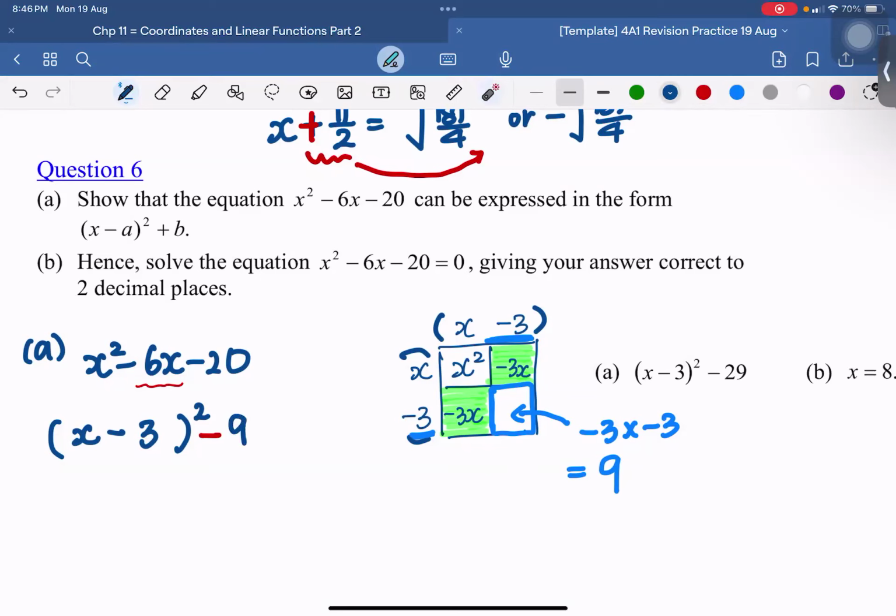Do not care what is the number over here. This is always minus. Don't care what is the sign. This one here is always minus. Then I look at my original question. There's a -20. Bring down the -20.